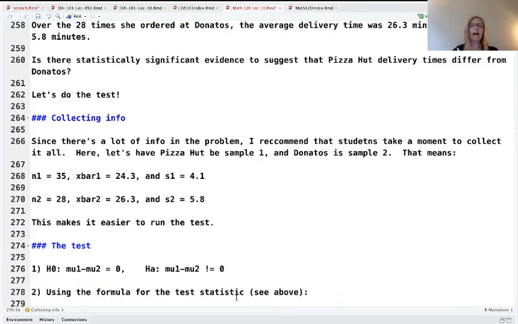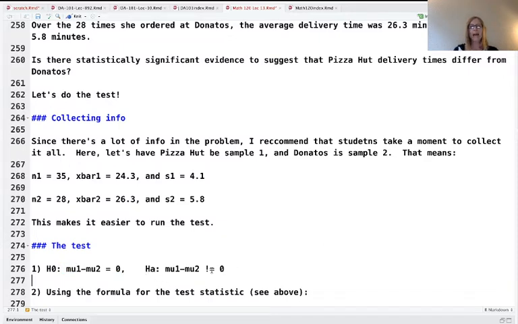First, for the hypotheses, the null hypothesis is always mu1 minus mu2 equals 0 for these tests. Always. This thing right here. So that's nice. We don't have to worry about this. Difference is 0.